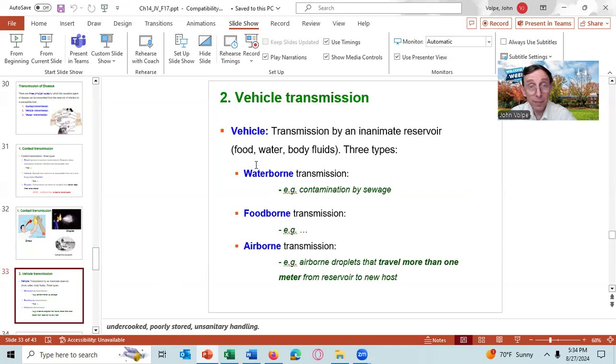So let's talk a little bit more about vehicle transmission. So if somebody were to be sick and they drink out of a cup, and then somebody else drinks out of a cup, that would be vehicle transmission. You can also get waterborne transmission, like in third world countries. Contamination by sewage of the drinking water causes a lot of waterborne transmission. This is very rare in first world countries. Foodborne transmission, you always have to wonder about the person serving you or the person handling the food in the kitchen. In theory, if they're sick, they should not be working in the food industry.